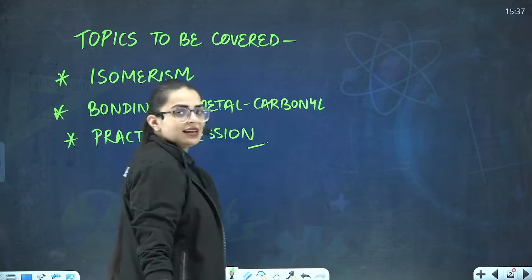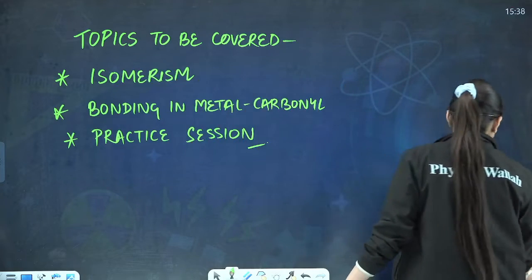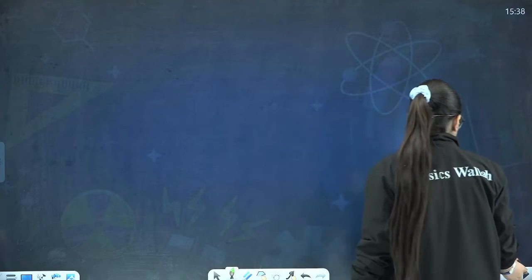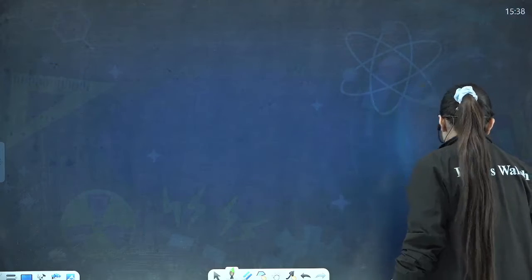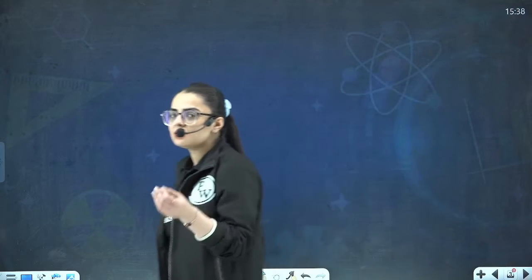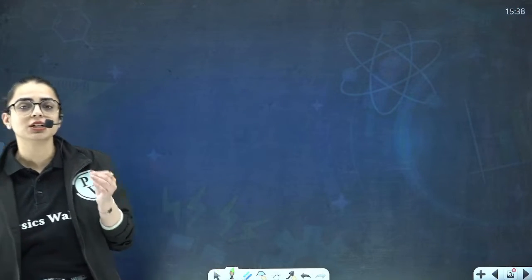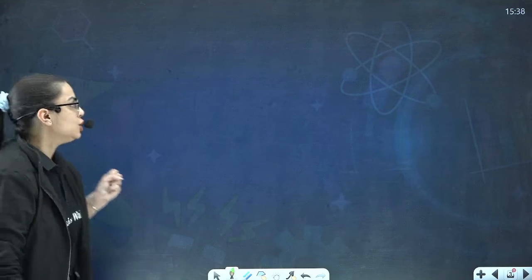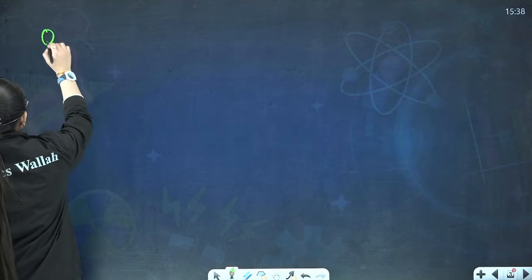So students, let us start with the very first segment of ours today, that is going to be isomerism, okay. So before going on to isomerism, there are certain questions that are generally asked from the colored complexes topic, okay. So let us talk about a certain question.